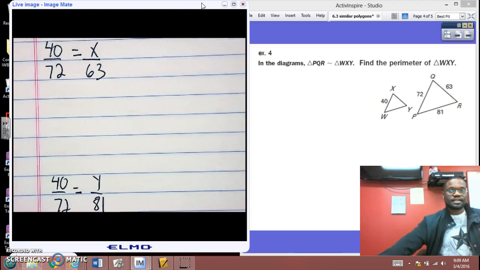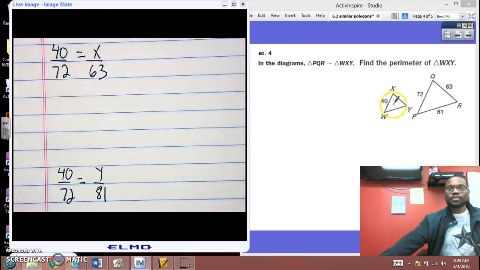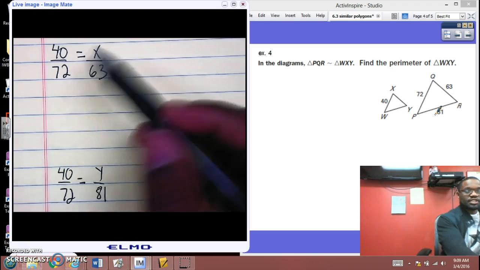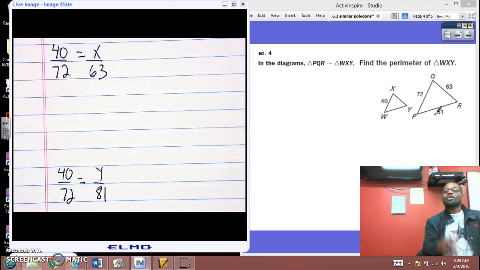What I've done here is I said, let me go ahead and set up a couple of proportions. 40 over 72, those two sides correspond. And I use x for this side here, and x over 63 because I don't know what this side is. And then I also said 40 over 72 because all the ratios are going to be congruent based on that last property I showed you. And I call this side y. So 40 over 72 equals y over 81, since all of them will use the same scale factor. So that's where these two come from. I use the same 40 over 72 for different ones because they're all equal.